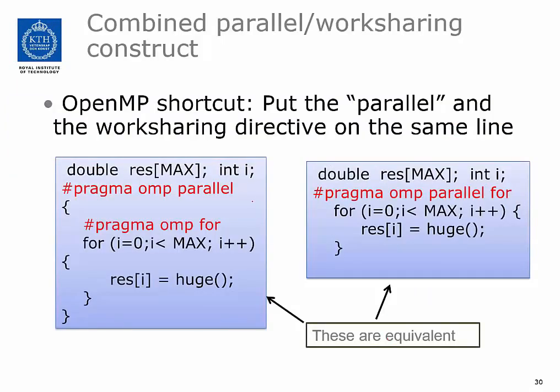And as I mentioned before, having a parallel region followed immediately by a for loop can be written in a shortcut like this. Completely equivalent ways of expressing the same thing.